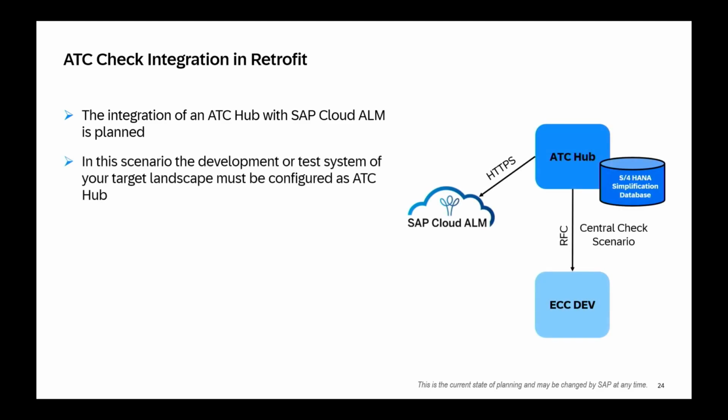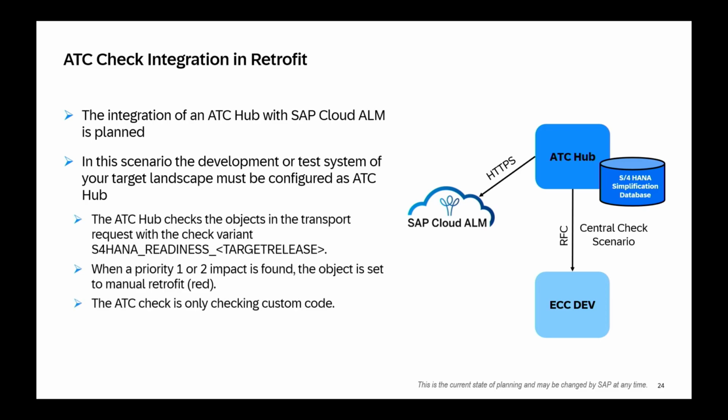So in this scenario, the development or the test system of your target landscape, it could be as well your source landscape in that sense, because we anyway have RFC connections, but at the moment we are planning with the target landscape. It must be configured as your ATC hub, so that the checks can be done. You have always the connection then via HTTPS through the Cloud ALM, and that's where then the ATC hub can check then the objects, so that you have your S/4HANA readiness target release information.